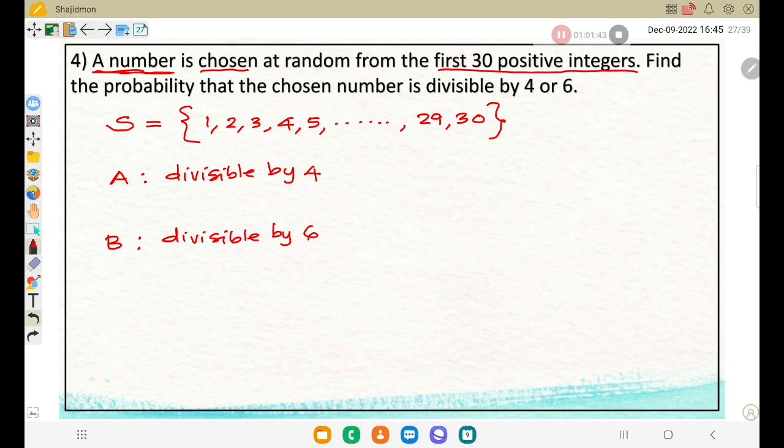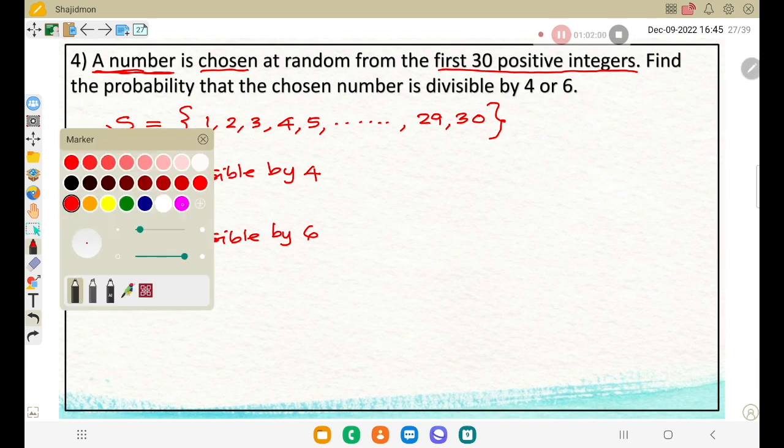We can divide by 4 and we can divide by 6. That is the meaning. So there are two events. One is divisible by 4, another one is divisible by 6. So divisible by 4 we take as A, and divisible by 6 we take as B. Now we can write the sets here.